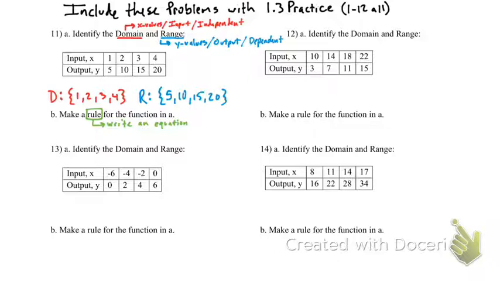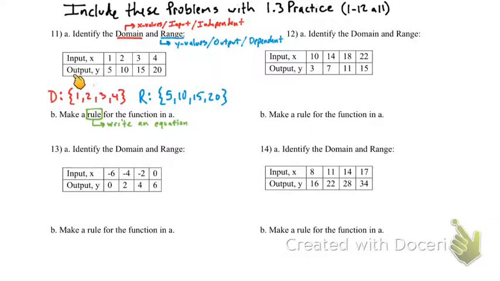Okay? So anytime you are asked to make a rule out of a table, make a rule out of a graph, what they're really asking you is, can you write an equation for that table or graph? Okay? So what we're going to do is we're going to take this table, and based on what we see on this table, we are going to write an equation for it. Okay? So I'm going to give you a template to follow. Anytime you want to write an equation or write a rule, this is how you start the rule off.